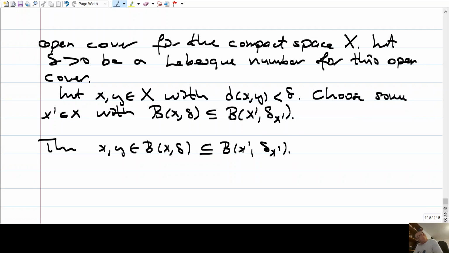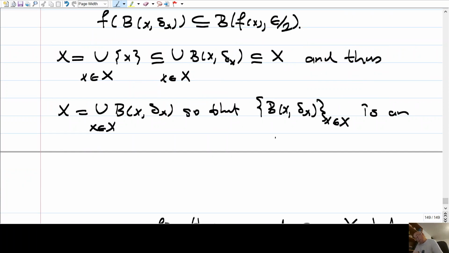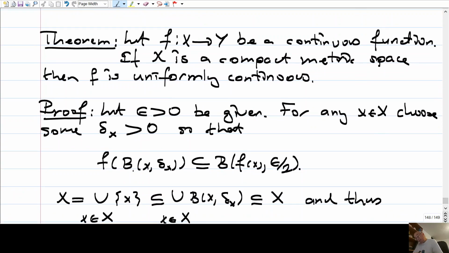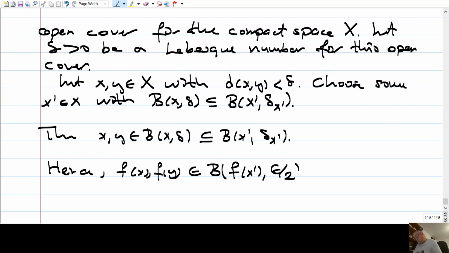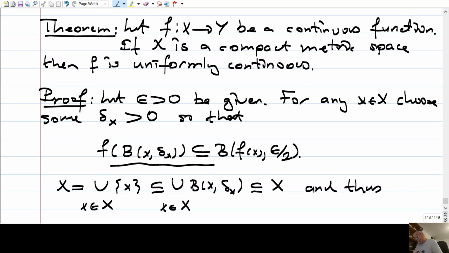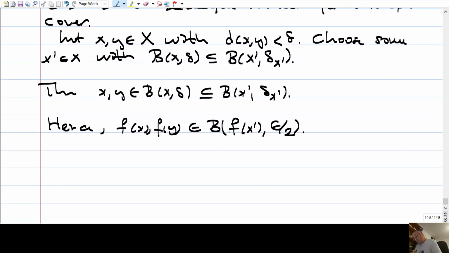All right, but if you have this, then by the choice of this thing, we have what? You see, I had this. The image of this ball lies inside this ball. Hence, f of x and f of y lie inside the ball with center f of x prime and radius epsilon over 2, right? Yeah, exactly this, okay? Now we are almost done.